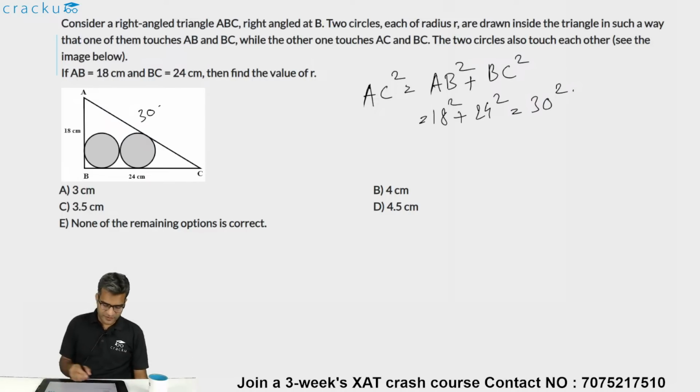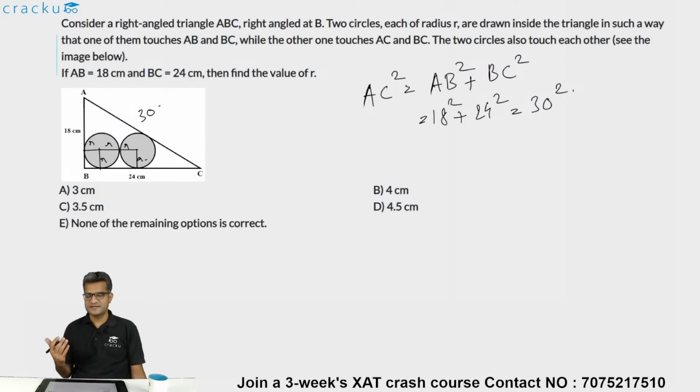Why is this important? Because now let us draw the centers of the two circles. Let us connect them like this. This will be equal to the radius. This also will be equal to the radius. We are just drawing perpendiculars. So this is R, this is R, this is R, this is R, and this is R.